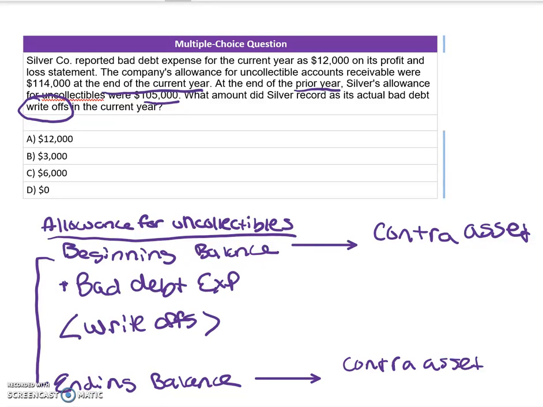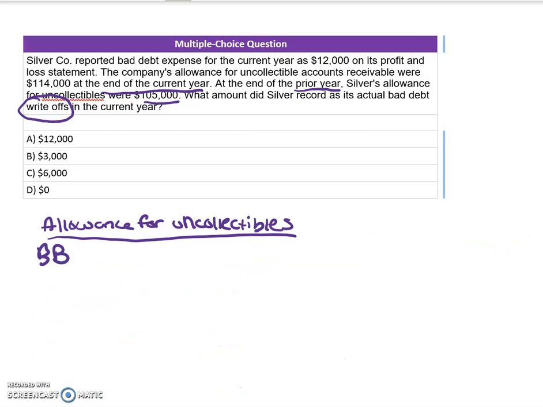Why are we subtracting our write-offs? Because basically these are going to be the amounts that we are giving up on. Essentially, we're saying that of all of our allowance for uncollectibles that are still pending, we're giving up on this amount. We don't think they're going to be collected ever. So at the end of the day, this is going to be calculating our ending balance for our allowance for uncollectibles.